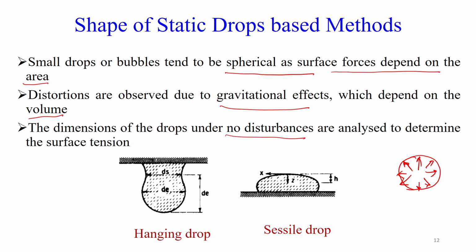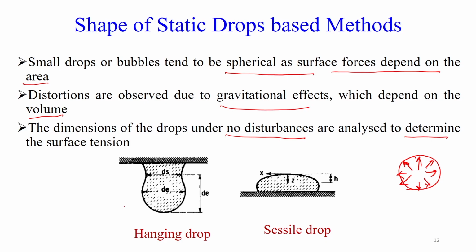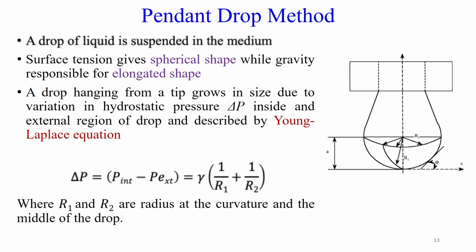We look at the dimension of the drop under no disturbances. No disturbances means of course the gravitational force will be there, but we will try to minimize it, and apart from that there should be no other external disturbance. If you capture the shape of the static drop, then we calculate the surface tension. The first method is the pendant drop method.